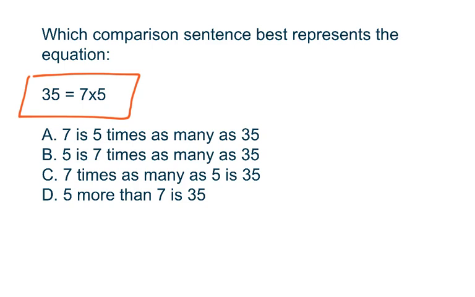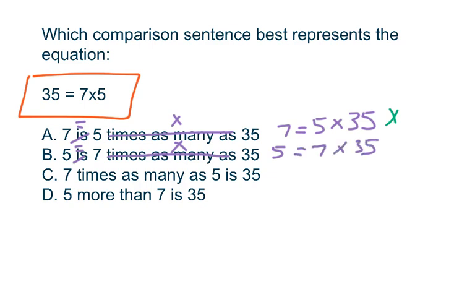If we were to cross these words out, is equals, times as many as is multiplication. So here we would see 7 equals 5 times 35. Does that make sense? That one does not make sense. So I would put an X through that or a mark next to it. That does not make sense. My next one says 5 is 7 times as many as 35. If I were to rewrite this one, it would have 5 equals 7 times 35. That also does not make sense.